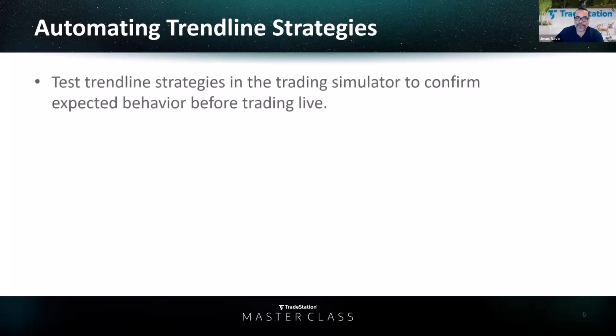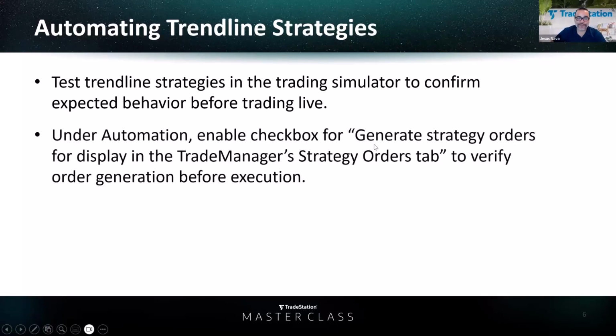But when you automate trend line strategies, there are a few things that you have to be aware of. And again, we're going to walk through the different elements of automating this strategy. First of all, it is recommended that you test these strategies using the trading simulator to confirm that the expected behavior is what you're looking for. You don't want to have any surprises on a real account if it's not exactly the type of order entries you're looking for. Under automation, enable the checkbox for generate strategy orders for display in the Trade Manager Strategy Orders tab to verify order generation before execution, something that I'm going to show you as well.